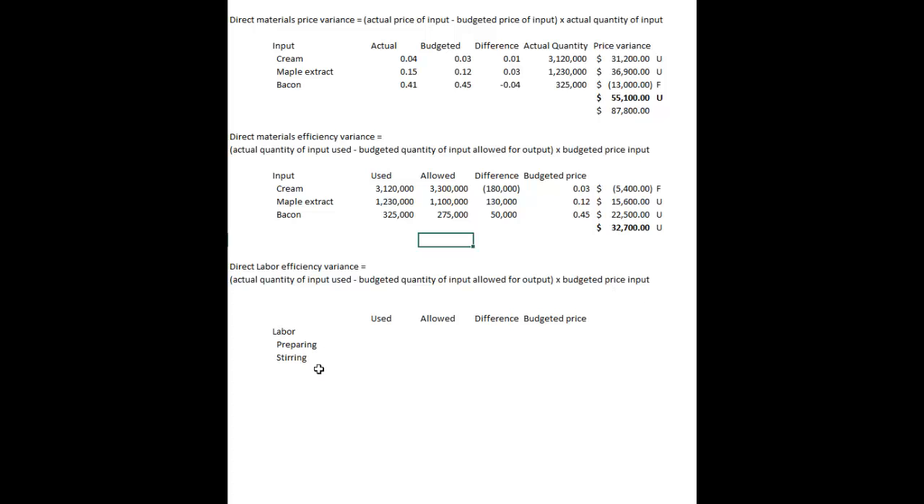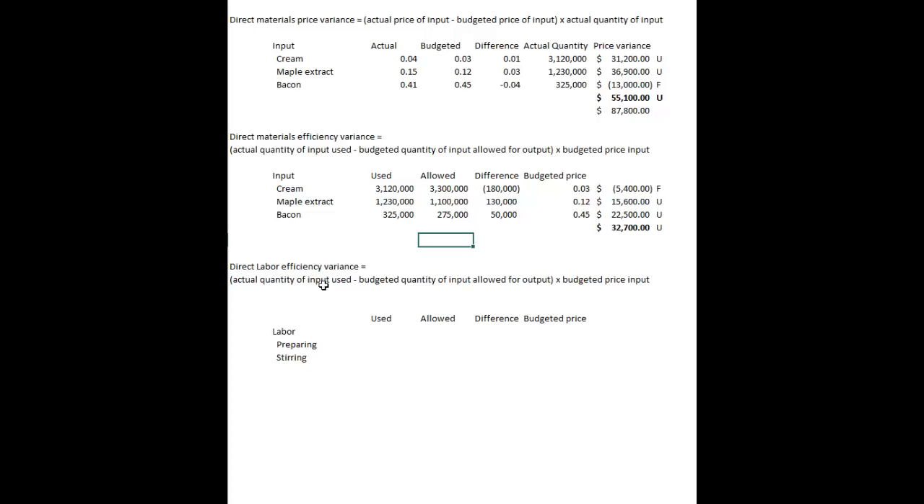And again, we want to be detailed here because labor is broad. That's too vague. I can't determine who I need to go and address an issue with as a supervisor. A company can have multiple departments, like a stirring department and a preparing department. So we want to be as detailed as we can so we can use this as a management tool.